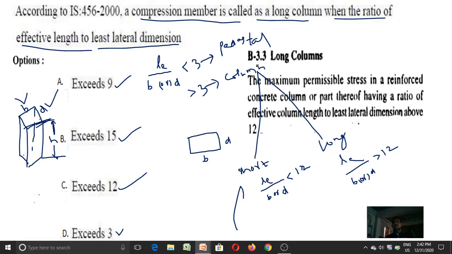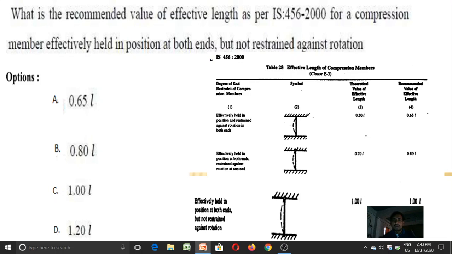The same thing is in Appendix B of IS 456-2000, in 3.3, where they give the definition of a long column. That is, the ratio of effective length of the column to the least lateral dimension must be above 12. It should be more than 12. So the answer for this question is option C, exceeds 12, only then can we call it a long column. Let us discuss one more question here.